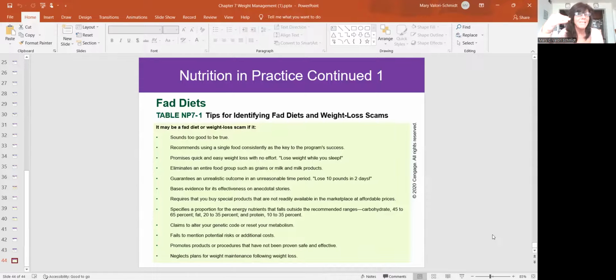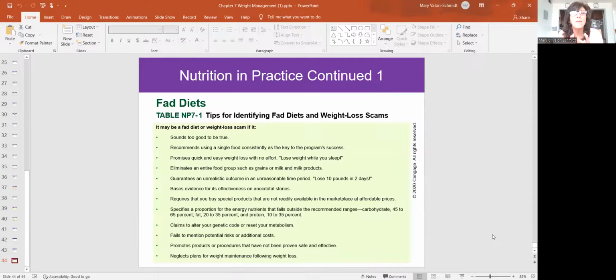Here are some tips to identifying what fad diets are. If it sounds too good to be true, right? It's too good to be true. If it looks like a duck and it quacks like a duck, it's a duck, right? Anything, lose weight while you sleep, you know, 10 pounds in 2 days. Come on. We all know better than that, right? So anything that's too good to be true doesn't work.